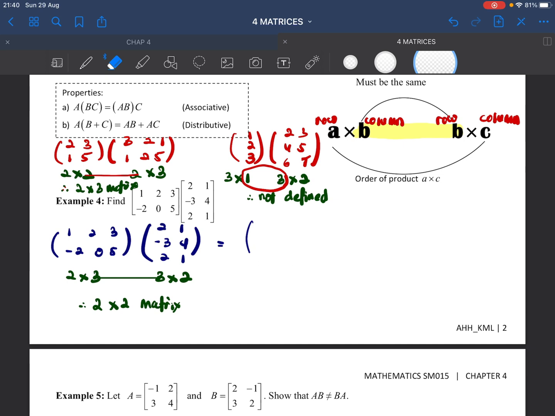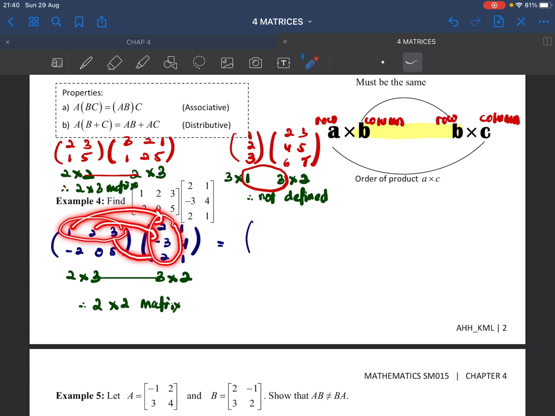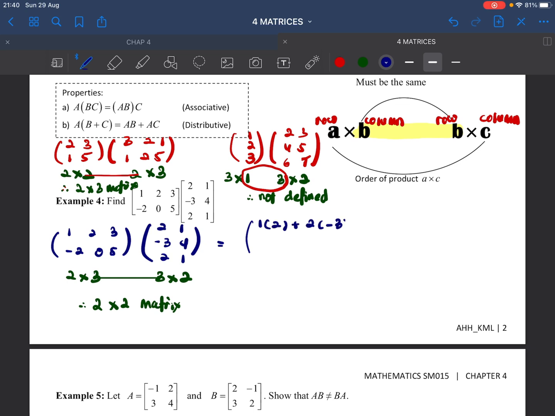So how to multiply these matrices? Row times by column. Okay, so first row times by first column. So which means 1 times 2, 2 times negative 3, 3 times 2. Okay, fokus kita ialah di first row dan first column. So we will have 1 times 2 plus 2 times negative 3 plus 3 times 2.